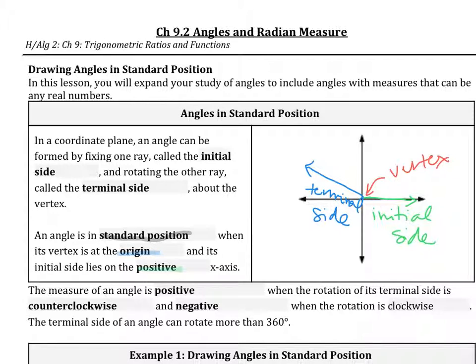And so just to review, let's take a look at the degrees here. So this is 0 degrees at the top, that is 90 degrees, then that is 180 degrees, 270, and then 360 degrees, right? A full circle. The measure of an angle is positive when the rotation of its terminal side is counterclockwise. Okay, so it's going in this direction, counterclockwise. So in this way, it's positive. And it's negative when the rotation is clockwise. Okay, so when we're going this way. The terminal side of an angle can rotate more than 360 degrees. Okay, so it's important to know that.